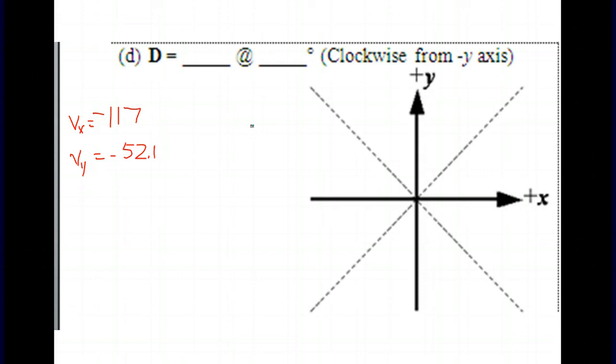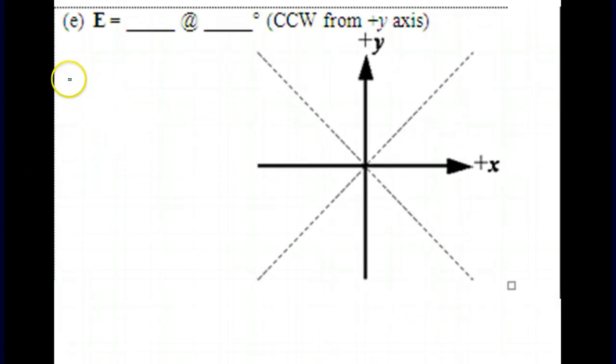And then going on to letter E, this is our last one here. We should get, for the horizontal component, negative 98.8, and then for the vertical component, we should get 54.8.